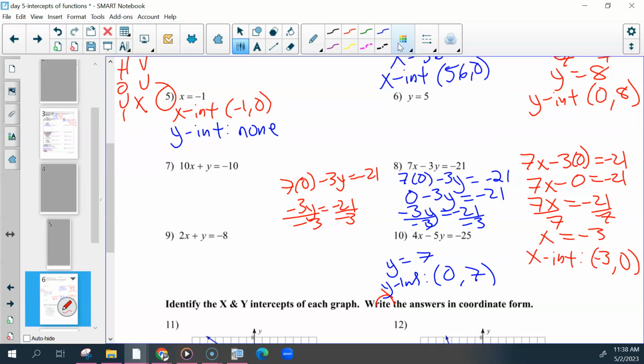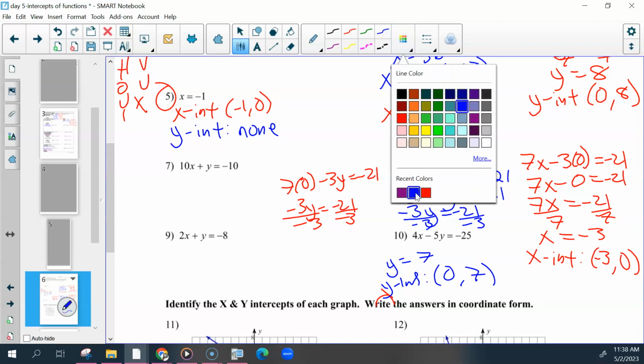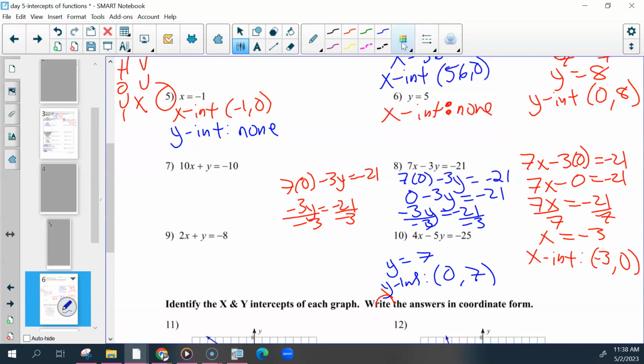Okay. 6 gives you the y-intercept but not the x-intercept. If it's the opposite of this, we don't know the x-intercept, or we won't have it, I should say. So it'll be none. The y-intercept is given. It's 5. So for those, there's really no work. You just have to know what you're looking at.